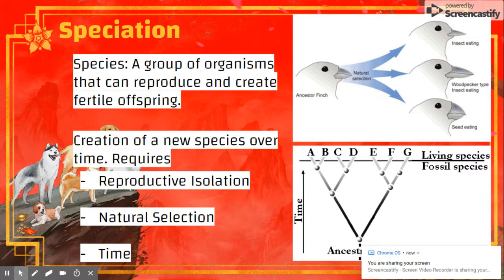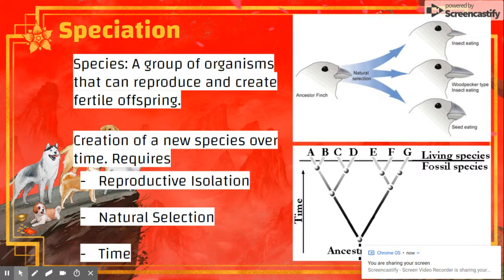New species can be created over time due to a couple of things. They can go through reproductive isolation, which means that they're not able to reproduce with each other. That includes having different mating behaviors, being separated by space, anything like that. You can also be separated by the different times that you mate as well.